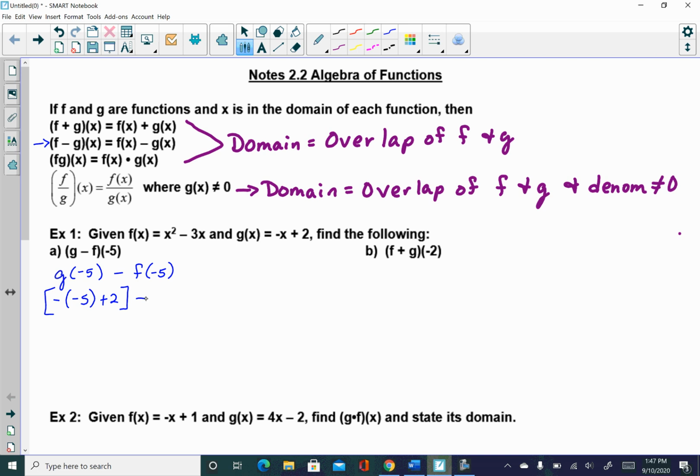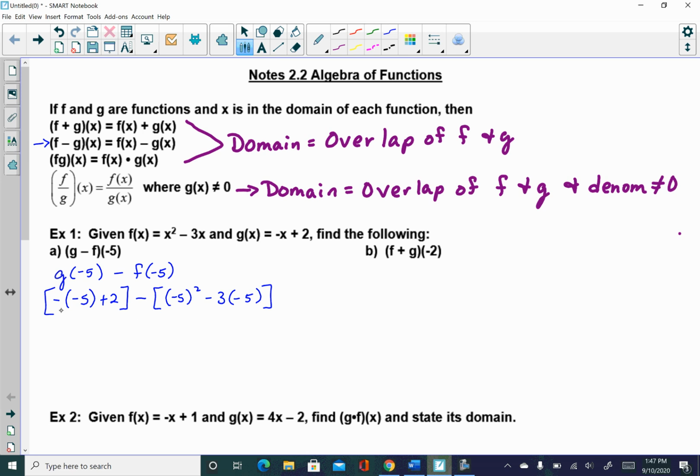Down goes my minus sign. I always recommend anytime you're substituting in a value, always use parentheses. Minus, now go to your f function. Everywhere you see an x, plug in negative 5. So you have x squared, so I have negative 5 in parentheses squared, minus 3 in parentheses negative 5. Close it up. Now from here, I want to get these brackets completely simplified down to one number before I do the subtraction in the middle.